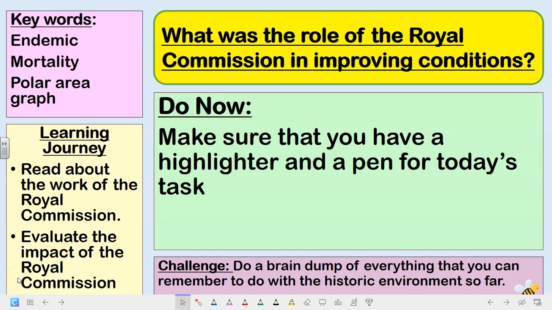Hello Year 10. Today we're going to be looking at something called the Royal Commission and what their role was in improving conditions in Scutari.